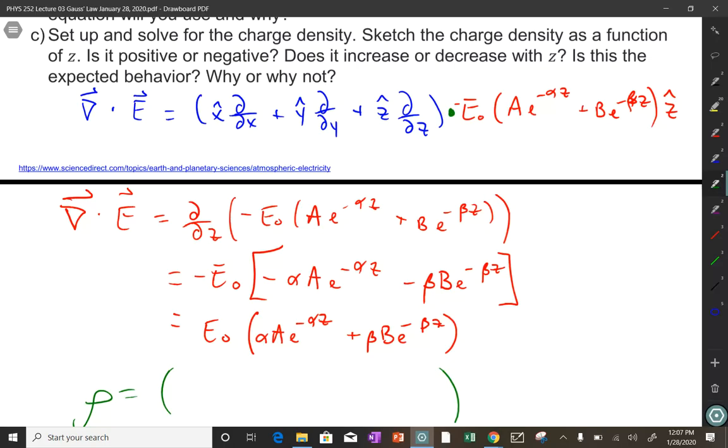Well, functionally, that's the same form as what you plotted the first time. If z is 0, then e to the minus alpha z is 1. If z is infinite, e to the minus alpha z is 0. So it's going from a maximum value to 0. And then, is this expected or not? Well, I've talked to myself many times about why it's expected, so make sure you articulate that.